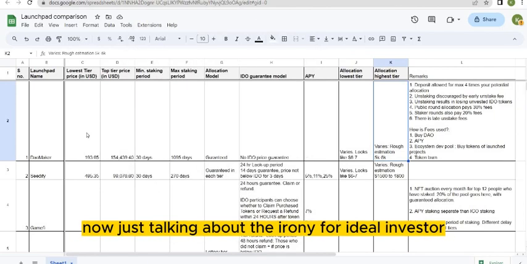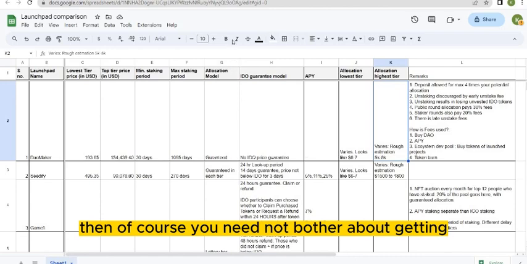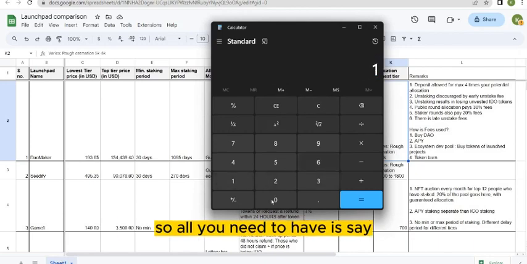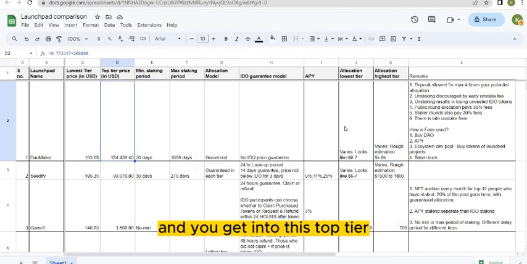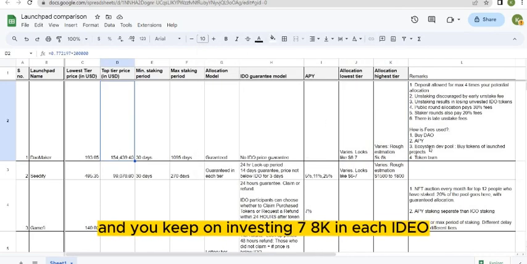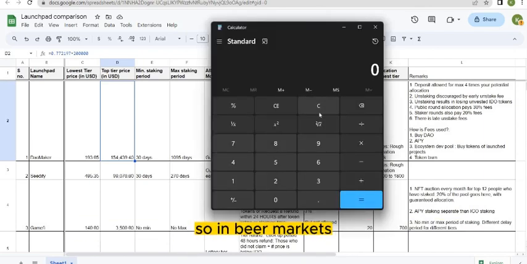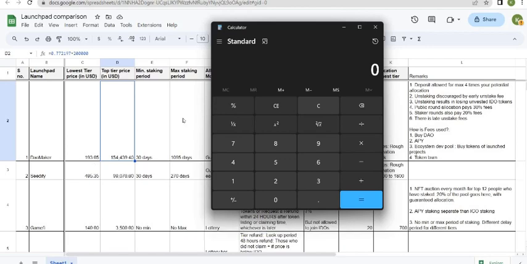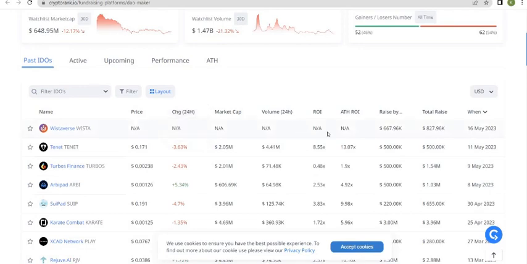Now, just talking about the irony for an IDO investor, because money is a constraint for most people. If money is not a constraint, then of course you need not bother about getting into a top tier launchpad and adapting this strategy. So all you need to have is say 160K or 165K, and you get into this top tier, and you keep on investing 7 8K in each IDO, and yeah, you will keep on getting some funds. In bear markets, you can expect that you are getting double the money on TG allocation itself. But this definitely changes a lot when a bull market comes.